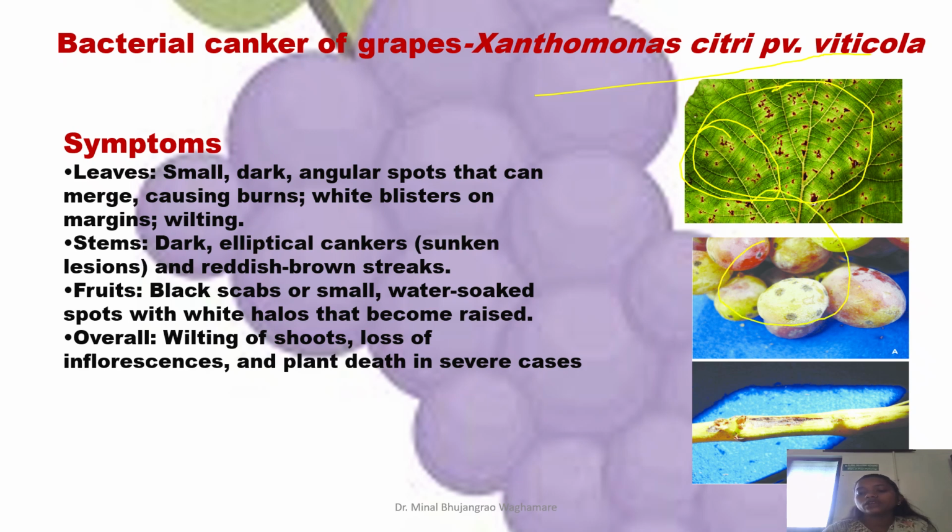We can see this whitish color is present here. Such a whitish halo with dark brown spots appears on the grape, and dark brown angular spots appear on the leaves with the yellow halo. This ultimately gives a wilting appearance to the plant and leads to the death of the plant in severe cases.